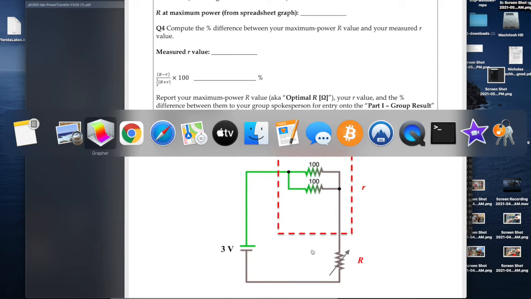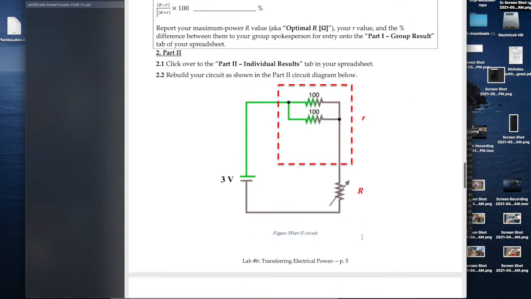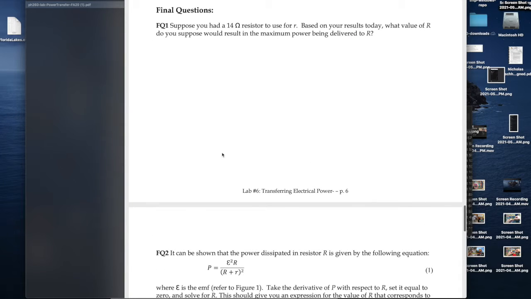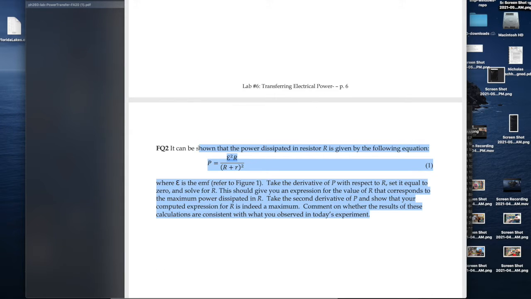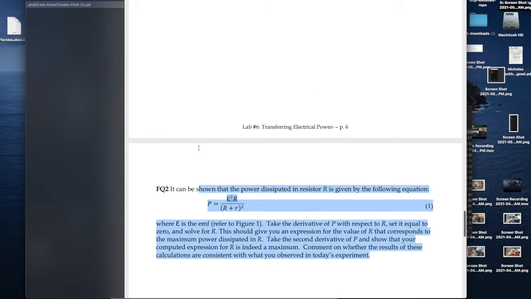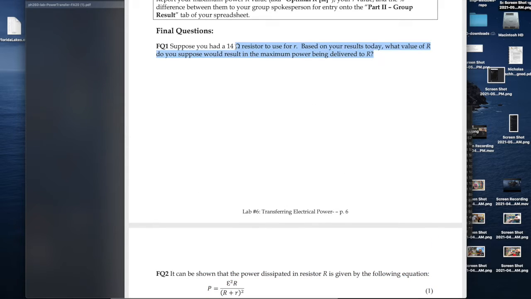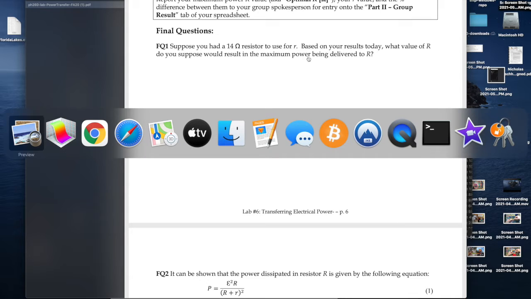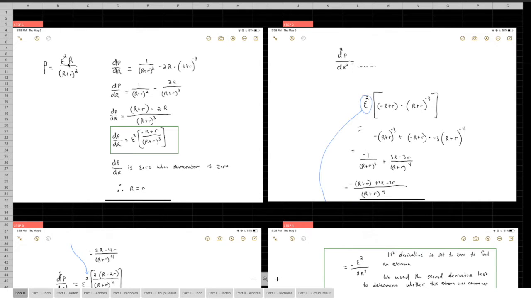So for this problem, we were asked to... So I did these steps, and I'm assuming that the comments were in regards to this one, where it asks, what value of R do you suppose would result in the maximum power being delivered? So what I did was, this was our power function that we were given. We established right here that the value for R will be equal to whatever R takes.